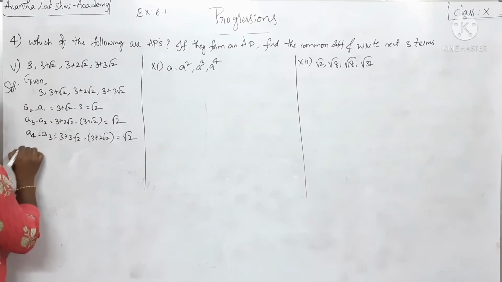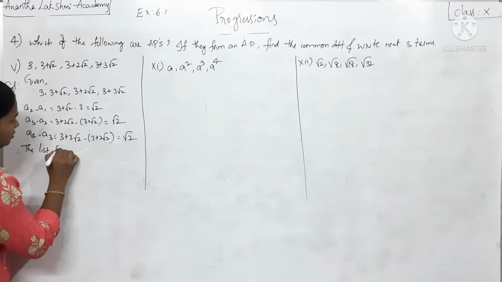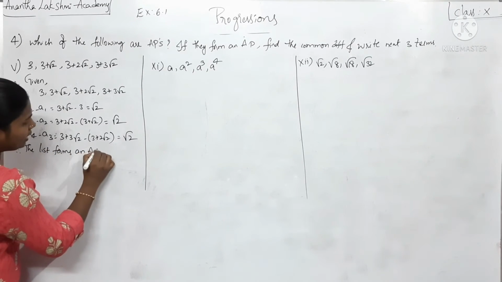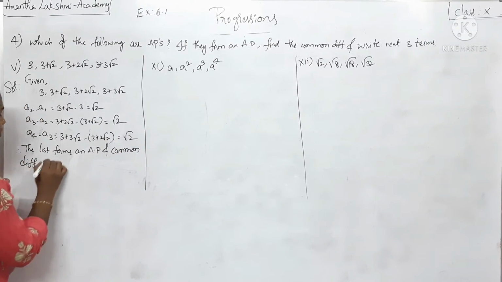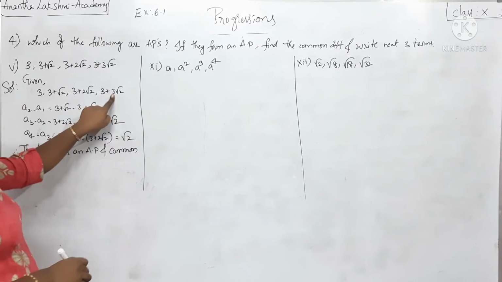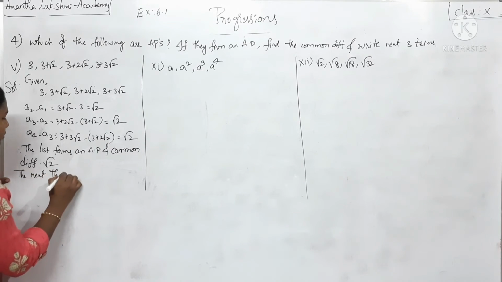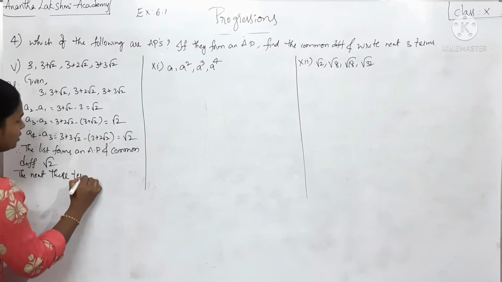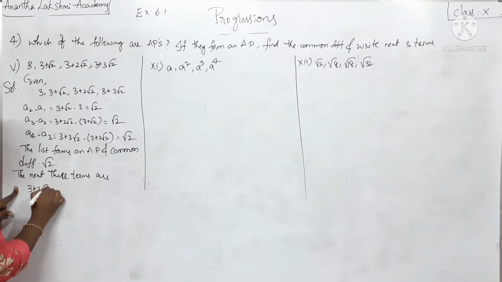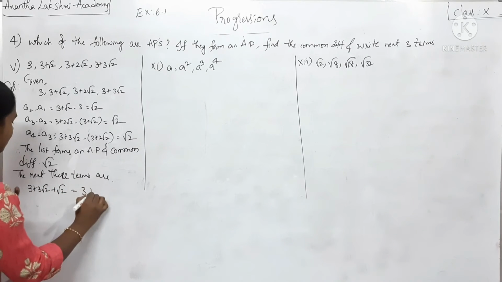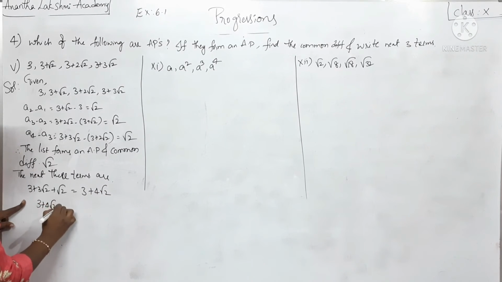So therefore the list forms an AP and common difference is, what is the common difference? Root 2. So now you have the fourth term. The next three terms would be, so the next term after this will be 3 plus 3 root 2 plus root 2, which is nothing but 3 plus 4 root 2. And again the next one would be 3 plus 4 root 2 plus root 2.